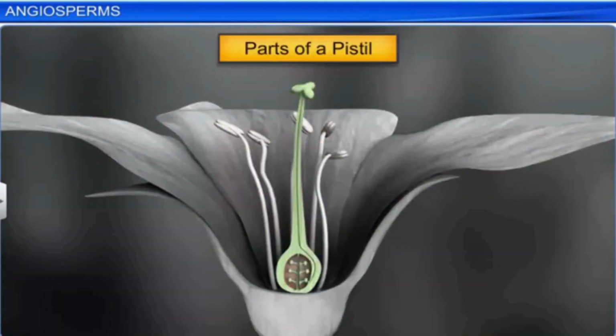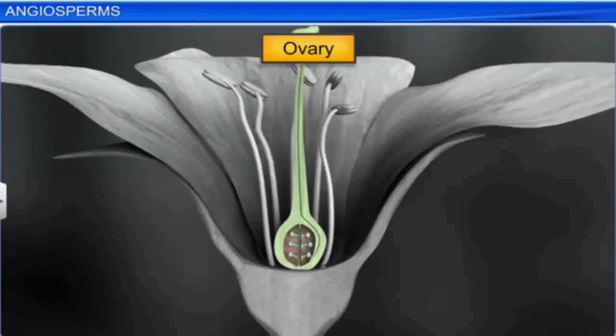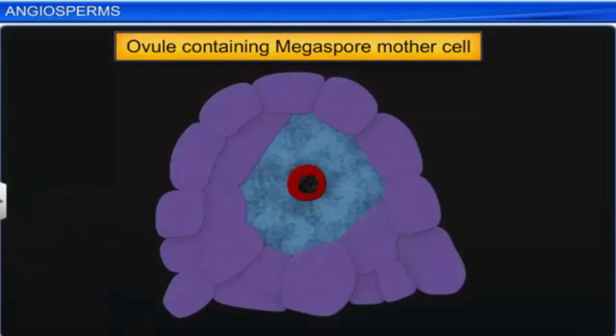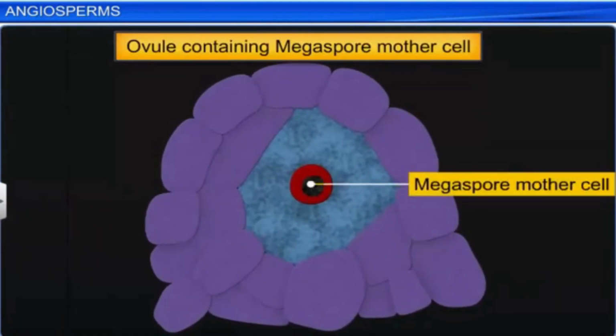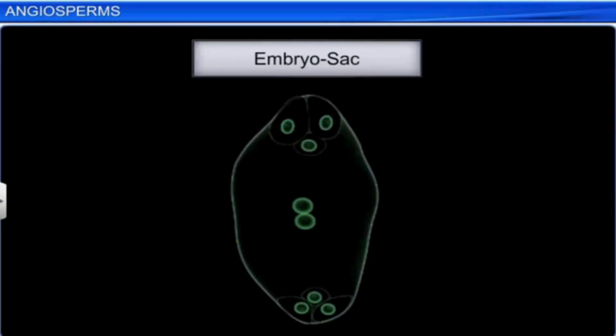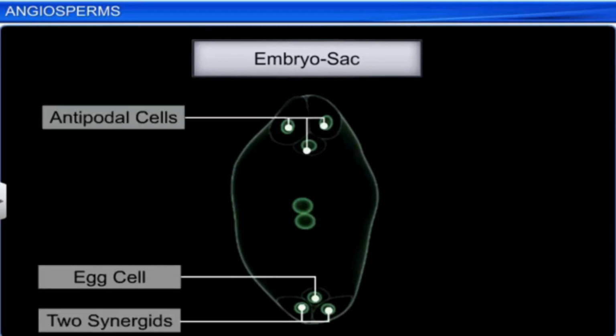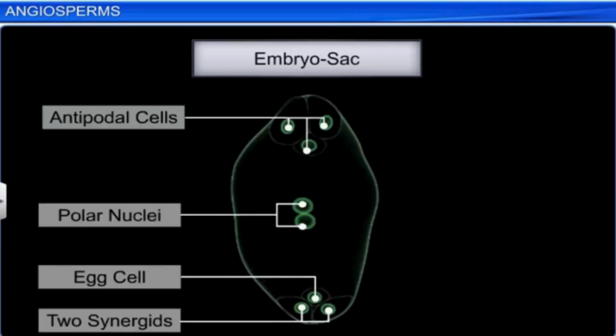On the other hand, the pistil consists of the stigma at the tip, followed by the style in the middle and an ovary at the base. The ovules, or the megasporangia, are present inside the ovary. These ovules contain the megaspore mother cell, which, following meiosis, develops into the haploid female gametophyte called the embryo sac. The embryo sac has a 3-celled egg apparatus consisting of 1 egg cell, 2 synergids, 3 antipodal cells, and 2 polar nuclei.